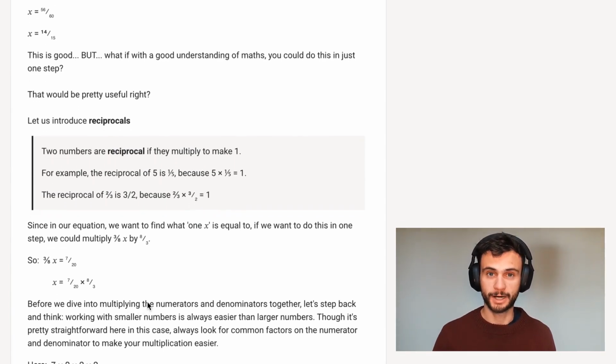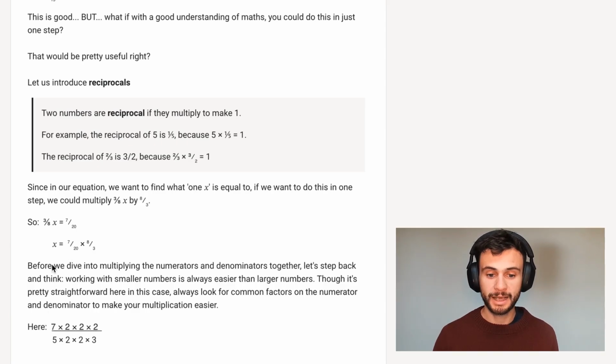Before we dive into multiplying the fractions together, let's step back and think. Working with smaller numbers is easier than working with larger numbers. You always want to look for common factors in the numerator and the denominator to make your multiplication easier. So here we could prime factorize the numerator and the denominator. 8 we could split up into 2 cubed, or 2 times 2 times 2. So the numerator is going to be 7 times 2 times 2 times 2. The denominator, we've got 20, which is 5 times 4, or 5 times 2 times 2, and we're multiplying that by 3.